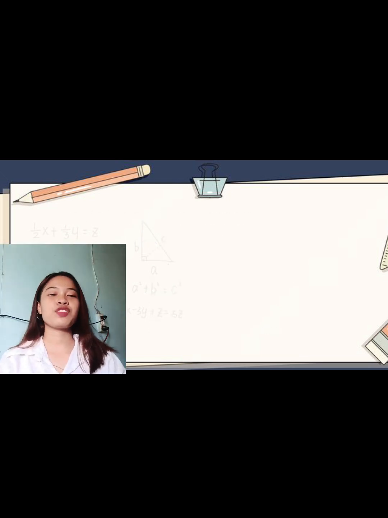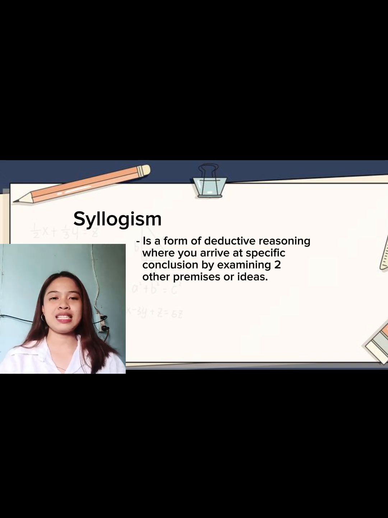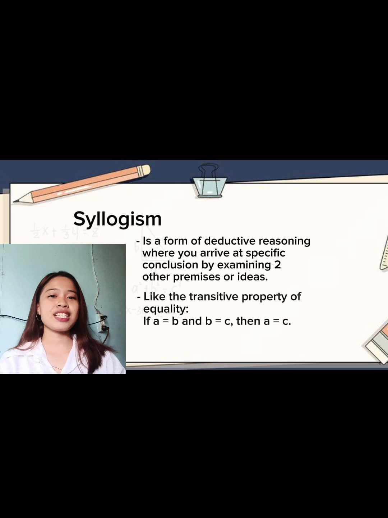A common form of deductive reasoning is syllogism. Syllogism is a form of deductive reasoning where you arrive at a specific conclusion by examining two other premises or ideas. It is a brief form for stating an argument that consists of two statements and a conclusion that must be true if these two statements are true. Like the transitive property of equality: if A is equal to B and B is equal to C, then A is equal to C.